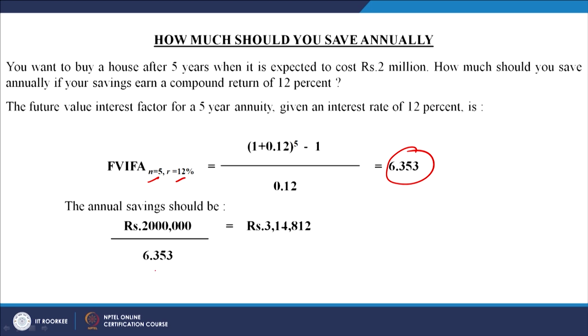by this factor. So, how much does this amount come up as? This works out as 314,812. So, 3,14,812 rupees I have to save annually to have a house after 5 years, which will cost me a sum of 2 million or 20 lakhs rupees.